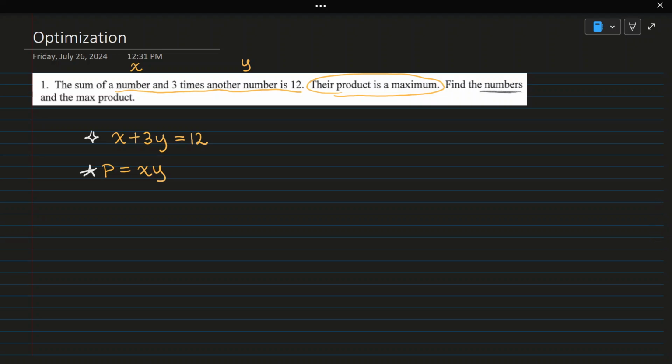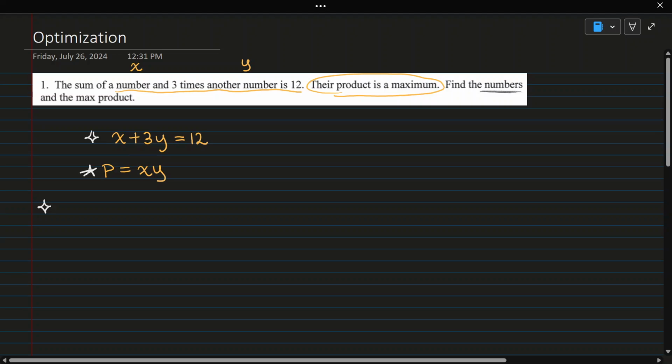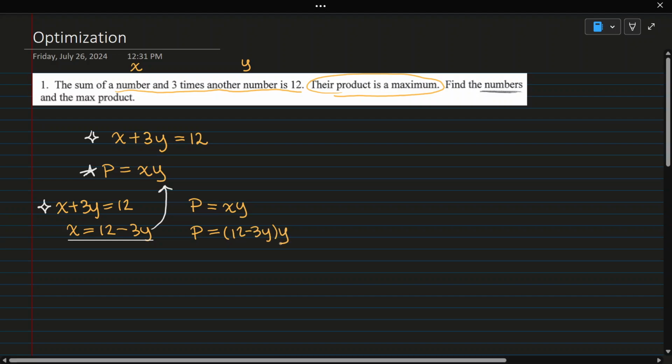So the first thing I want to do is use the diamond equation to solve for one variable. So I have that x plus 3y equals 12. So I'll solve for x because it's easier. So subtracting 3y from both sides, I get that x is equal to 12 minus 3y. So now I have this new equation, and it tells me x in terms of y. So I can take this equation and plug it into the product. So now p is equal to x times y. I'm plugging x in, I get that p is equal to 12 minus 3y times y.